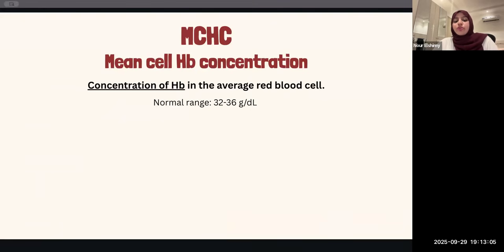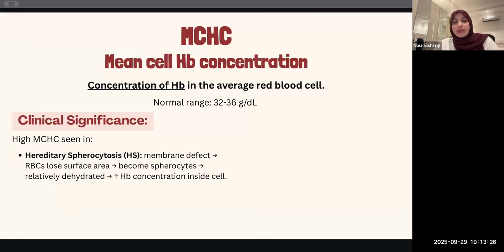And the normal range is 32 to 36. Now, in regards to anemia, you shouldn't be concerned much about MCHC as much as you should be about MCV and MCH. MCHC is only clinically significant in 2 cases. If we have high MCHC, we can find it in hereditary spherocytosis.